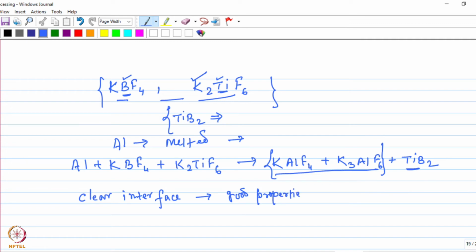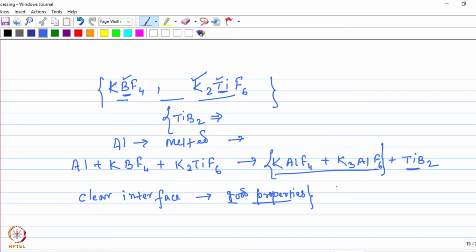Because the interface between the particle and the matrix plays a significant role in many of the properties such as the strength. If there is something forming at the interface, and if that particular product is brittle in nature, then you can understand that the mechanical properties will suffer.